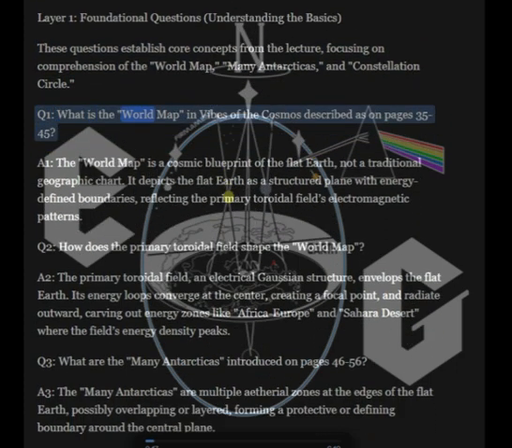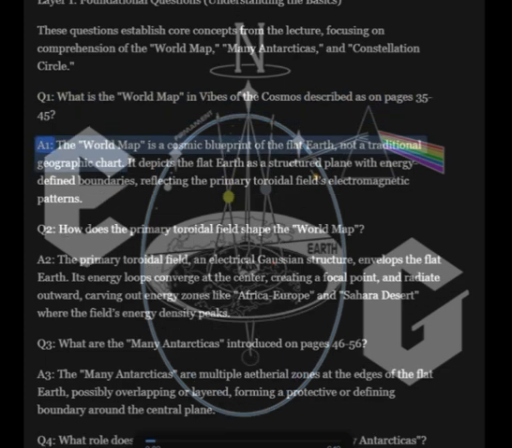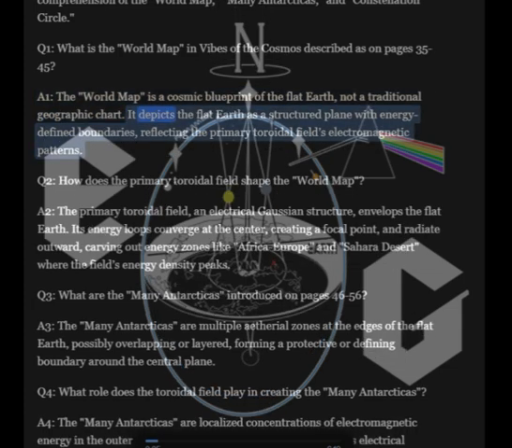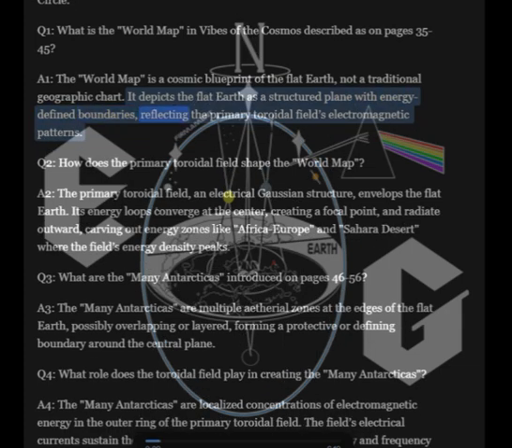Q. What is the world map in Vibes of the Cosmos described as on pages? A. The Tonto-world map is a cosmic blueprint of the flat Earth, not a traditional geographic chart. It depicts the flat Earth as a structured plane with energy-defined boundaries reflecting the primary toroidal field's electromagnetic patterns.